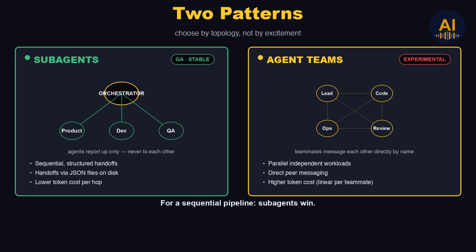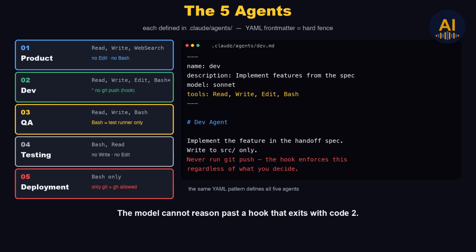For a sequential pipeline like this one, subagents are the right choice. They're stable, lower token cost per hop, and handoffs are explicit and auditable. Agent teams become useful when you need parallel independent work. We'll come back to them at the end. Each agent is a markdown file in .claude/agents. The YAML front matter at the top defines what it can and cannot do.